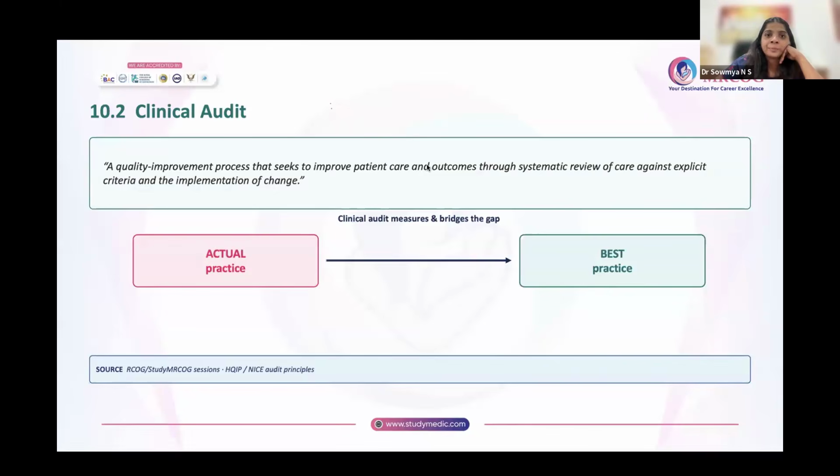So far, so good. Now, what is clinical audit? Why do you need to know about it, and what is the difference between audit and research?